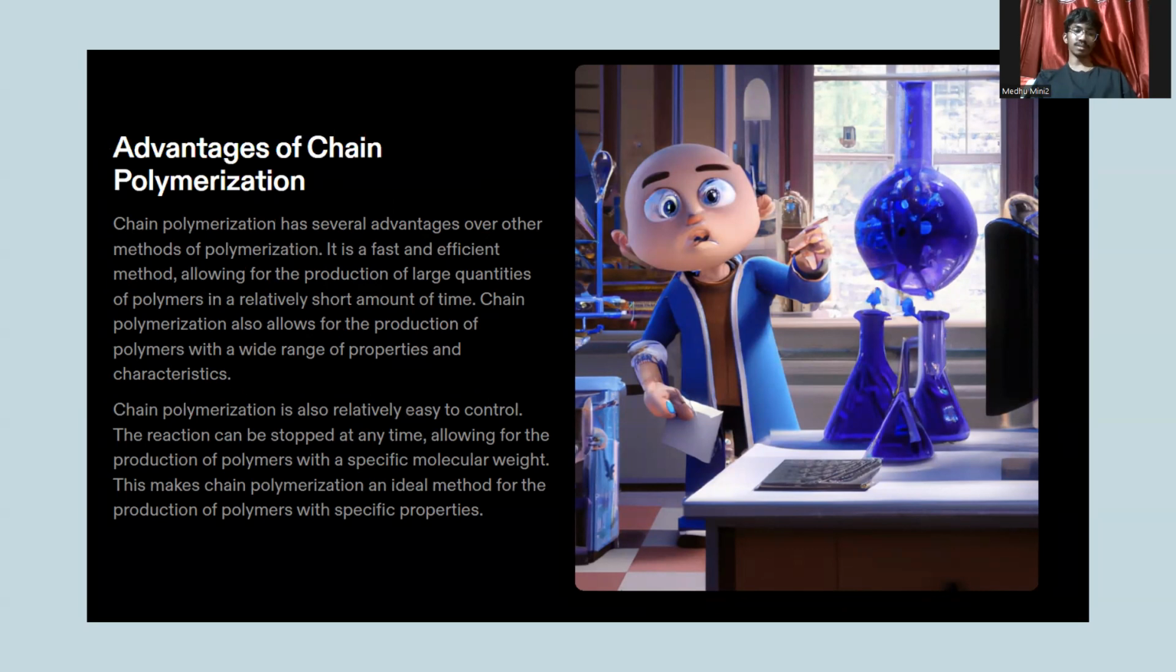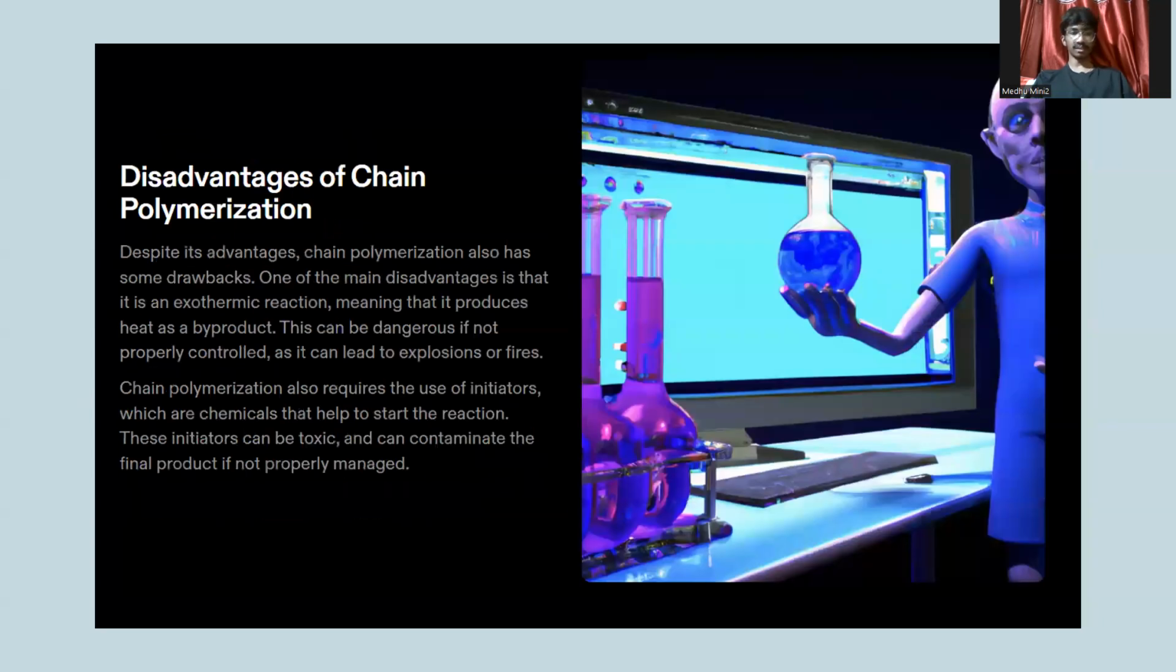Chain polymerization is also relatively easy to control. The reaction can be stopped at any time, allowing for the production of polymers with a specific molecular weight. This makes chain polymerization an ideal method for the production of polymers with specific properties.